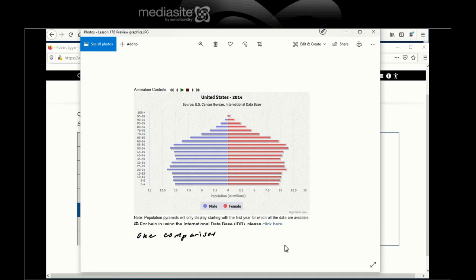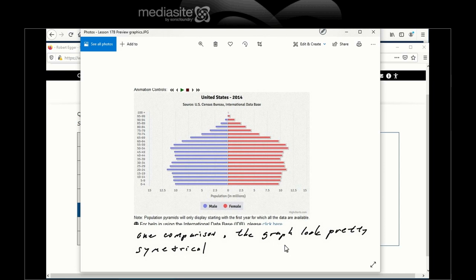Hopefully you see it. If you look at the graphs, one comparison is the graph looks pretty symmetrical. We're not seeing an exorbitant amount of females or an exorbitant amount of males in the population.